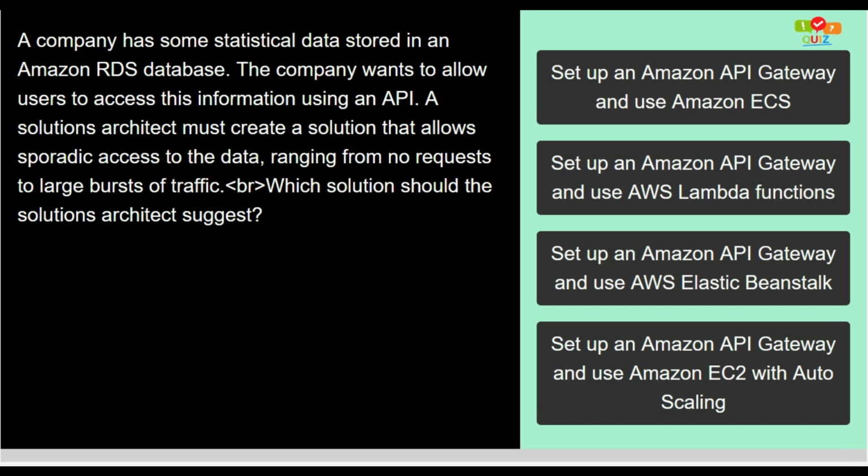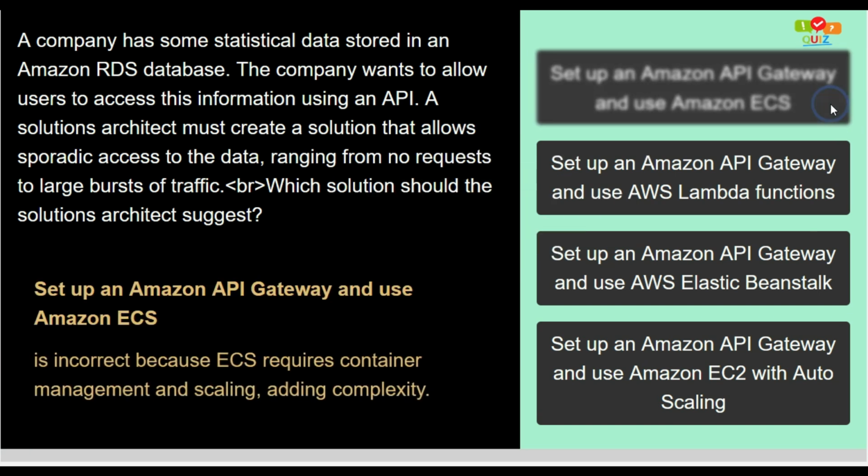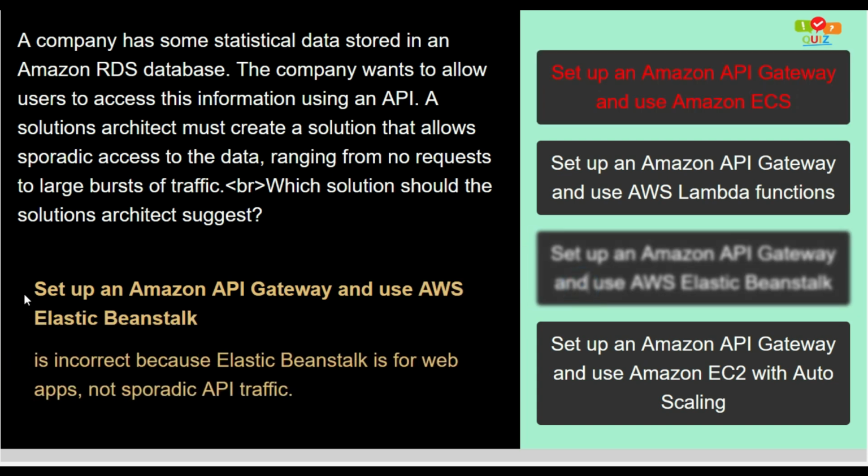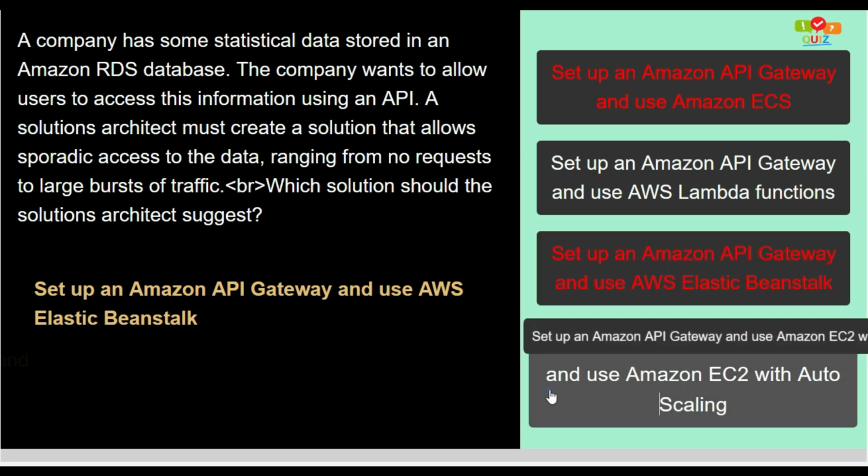Time up. Now let us analyze the answers. Option 1, set up an Amazon API Gateway and use Amazon ECS, is incorrect because ECS requires container management and scaling, adding complexity. Okay. Option 3, set up an Amazon API Gateway and use AWS Elastic Beanstalk, is incorrect because Elastic Beanstalk is for web apps, not sporadic API traffic. Okay, this is also the wrong answer.